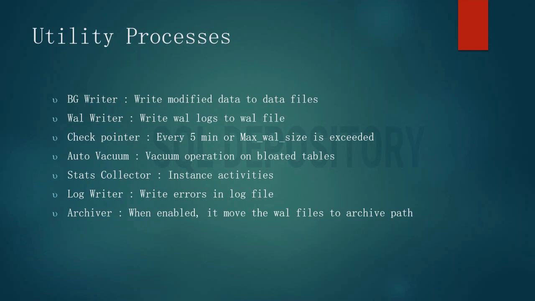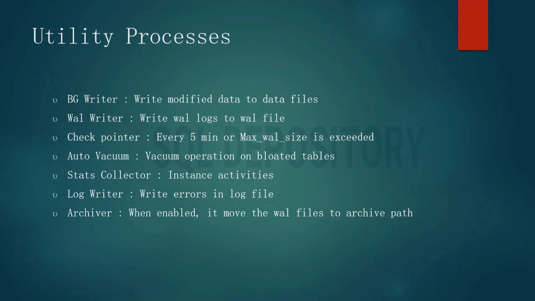Then these are the other utility processes that we have discussed. BG writer, it writes modified data to data files. Wal Writer, it writes Wal logs to the Wal file. Check pointer, every 5 minutes, it releases a checkpoint for the buffer to get synchronized with the disk. But if the max wal size, which is a parameter in your config file, if that much space has been occupied, then it may release a checkpoint before 5 minutes also. Auto vacuum, vacuum operation on the bloated tables.